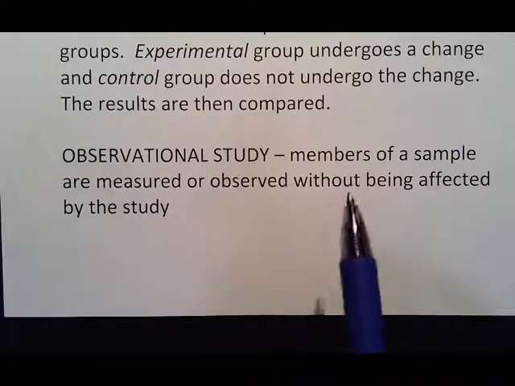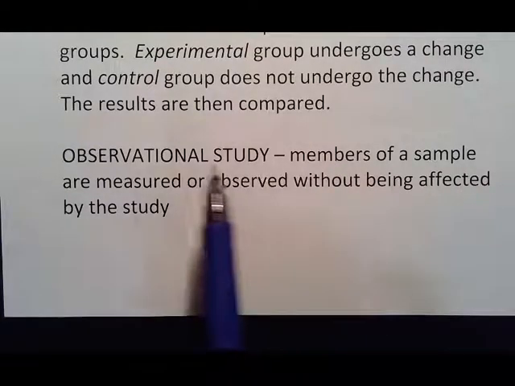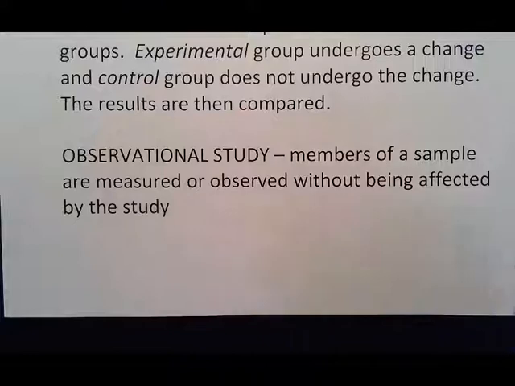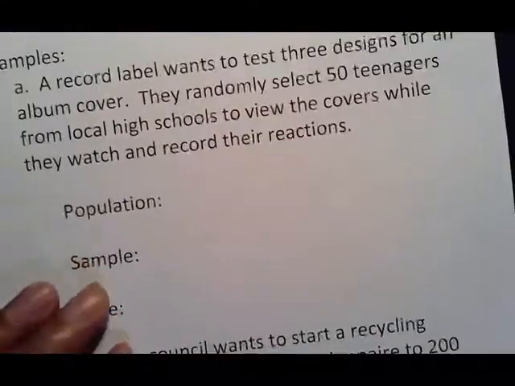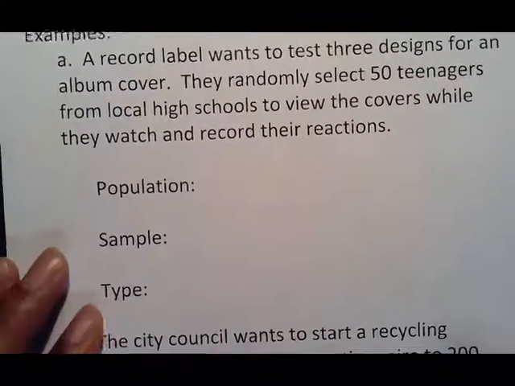Observational study is one where you simply observe. The key word in observational study is that you observe members of a sample, and you don't affect the study. You just let them be in their natural form, and you look at what they actually feel and how they react. So the questions on your homework today are not going to be that tough.